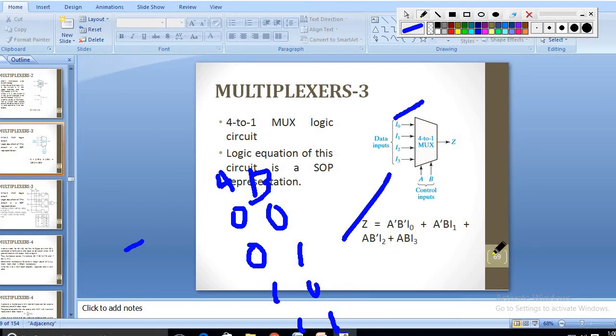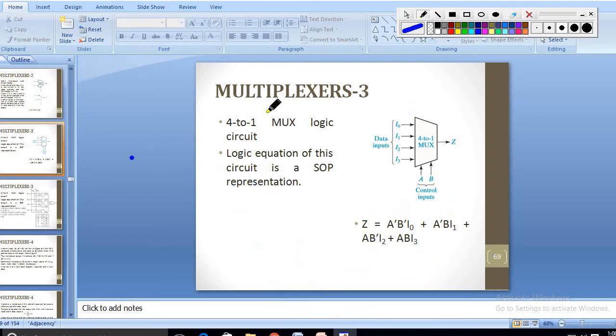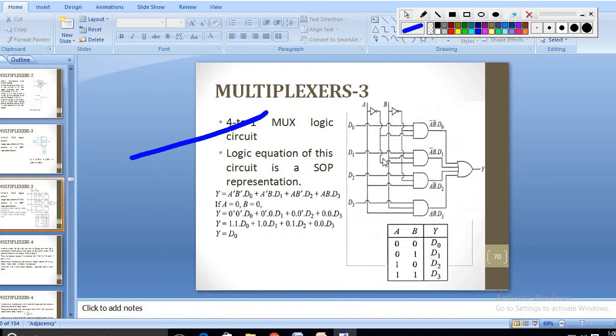How to write the expression: if I am selecting I naught, both are 0 0, A dash B dash. If I am selecting I1, this is 0 and this is 1. If I am selecting I2, this is 1 and this is 0. If I am selecting I3, both are 1. In this case I have to select. Now you are clear with this 4:1 multiplexer.